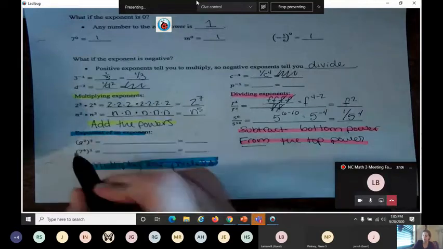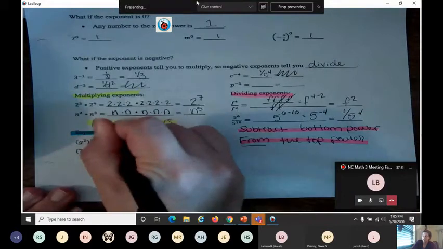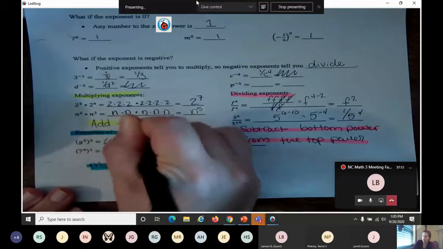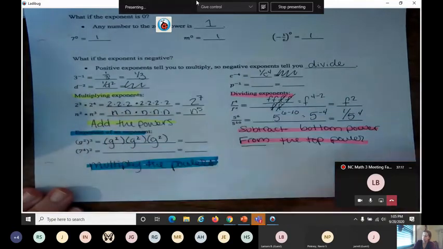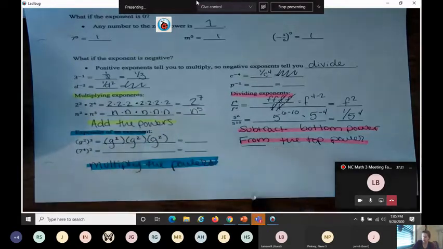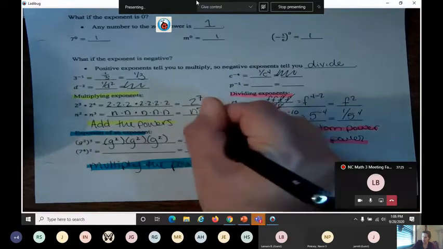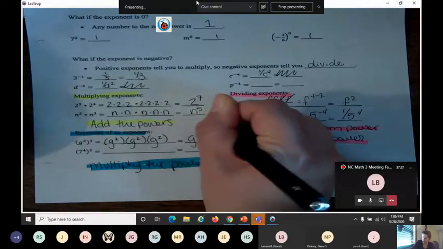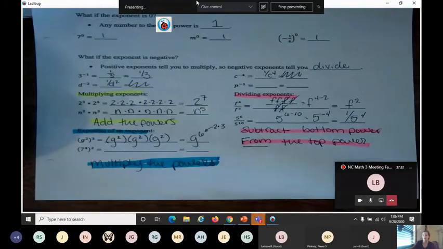So g squared cubed is kind of like saying, I have g squared 3 times. And now this is just like we had up here, so we can add these guys together. So we'll end up with g to the 6th. And that 6 can be calculated by doing 2 times 3. The 2 came from here, the 3 came from there.